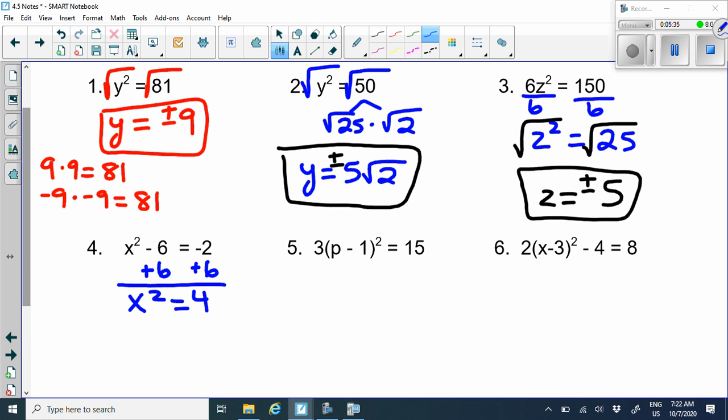And now that we get our base squared all by itself, I take the square root. So I get x equals, is 4 a perfect square? Yes. So now I have plus minus 2. And that would be my answer.